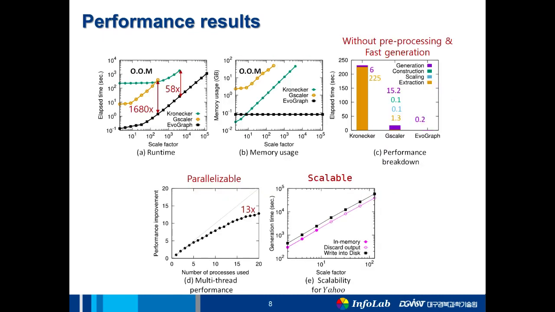EvoGraph outperforms Kronecker and Gscaler by up to 1680 and 58 times. And also, it does not change the memory usage. As a result, without pre-processing and with a fast generation method, EvoGraph significantly outperforms Kronecker and Gscaler. In addition, EvoGraph is highly parallelizable and scalable.